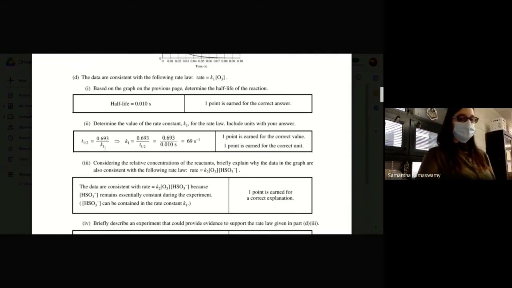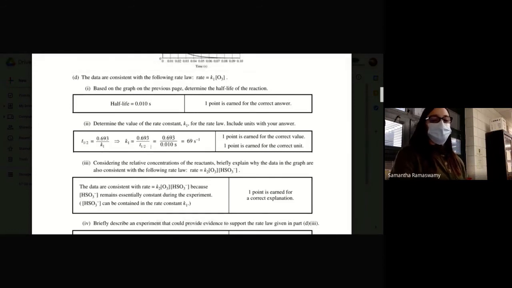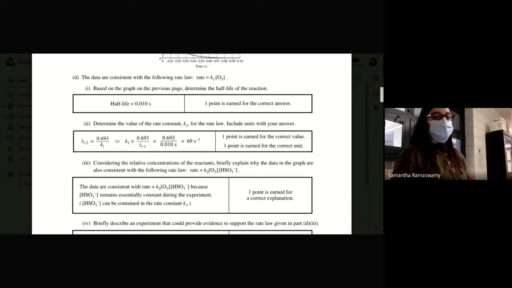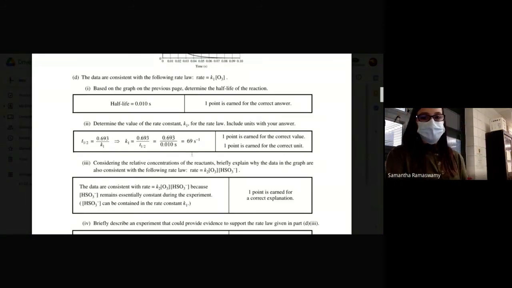It's conditional grading. So you're just using the half-life equation, 0.693 over k. You manipulate, you have k equals 0.693 over t 1/2. 0.693 does not have units, 0.01 seconds. And so you get 69 per second. Again, that was 2 points, 1 point for the value, 1 point for the units.